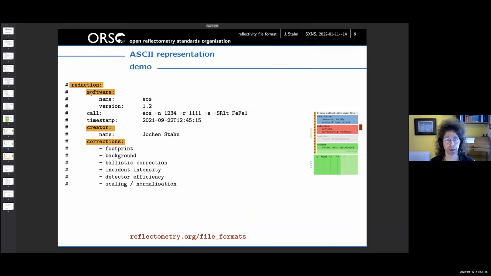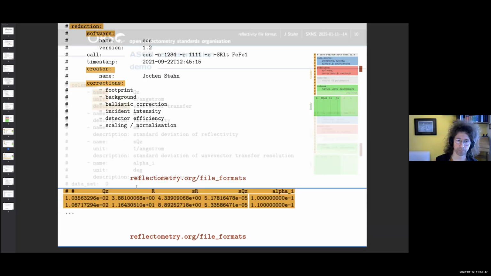We have a reduction part where we refer to the software we used, and even, if possible, a call. So by just giving this entry, you can recreate the dataset. It's also written who is the creator, not the owner of the dataset, but the creator of the reduction file, and a free text possibility to say what corrections have been done.